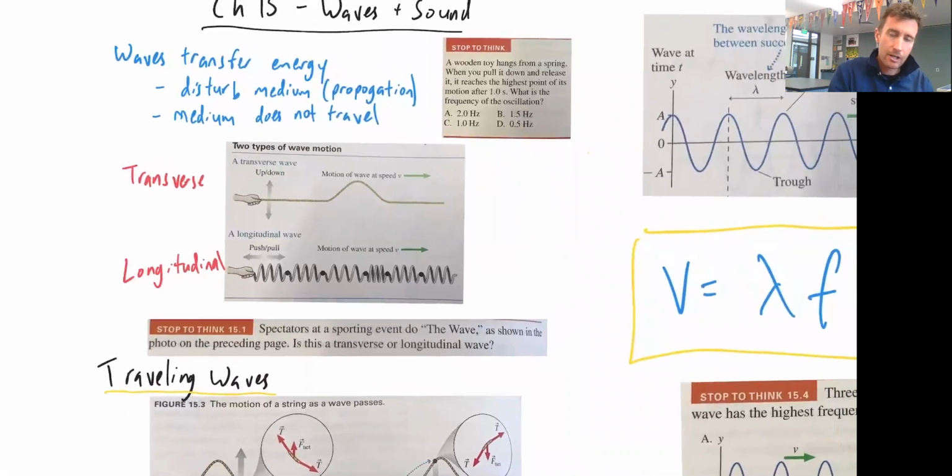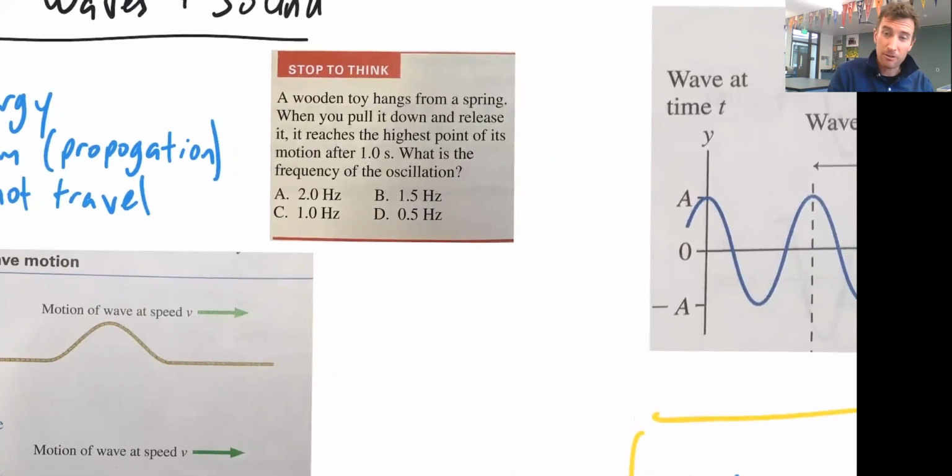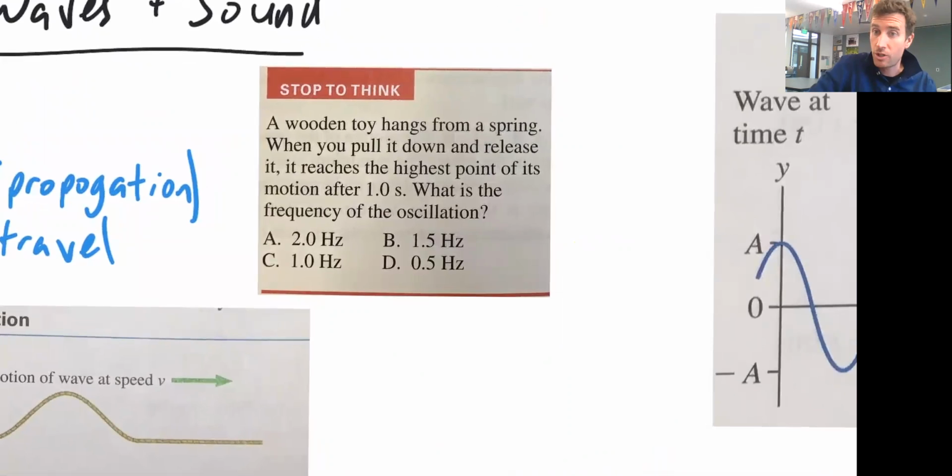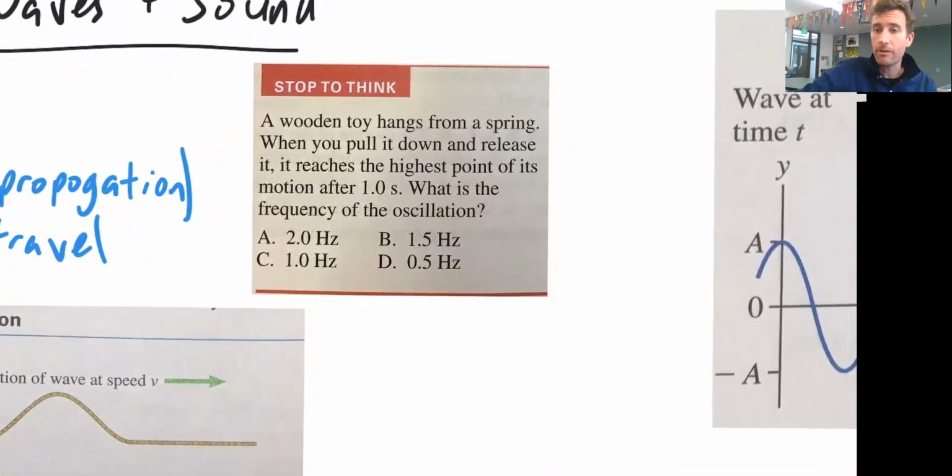So I wanted to start just by refreshing from Chapter 14, back when we did harmonic motion and oscillations, moving back and forth, because that's the start of a wave. A wave is a representation of the motion back and forth. So let's just review. A wooden toy hangs from a spring. When you pull it down and release it, it reaches the highest point of its motion after 1 second. What is the frequency of the oscillation?